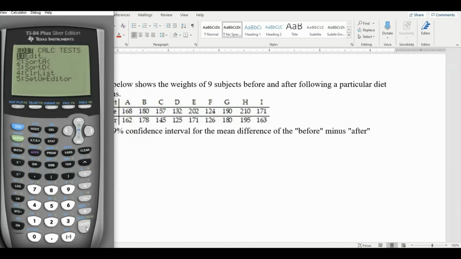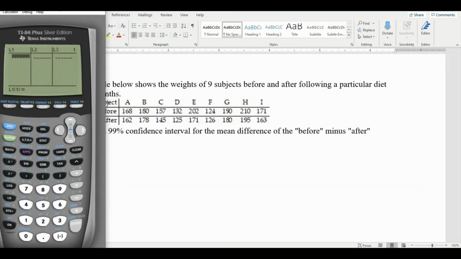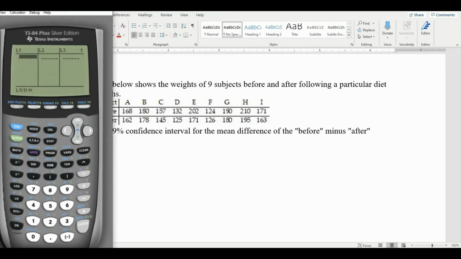Stat, edit. I'm just going to clear all these out once again. Yes, there are other ways to clear, but I like doing it this way. Make sure. Okay, here we go. 168, 180, 157, 132, 202, 124. I gotta watch how I type this.